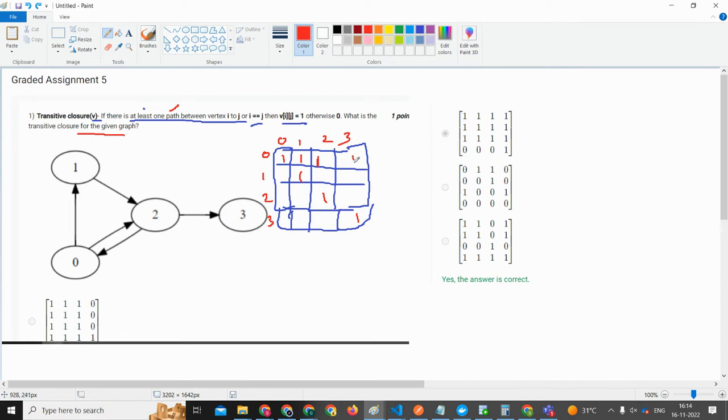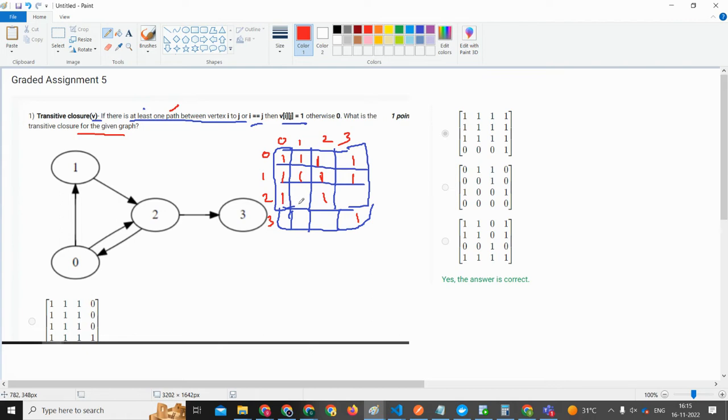So from 0 to 3, yes, we can go. From 1 to 0, yes. From 1 to 2, 2 to 0, right? Yes. And from 1 to 1 is possible. So 1 to 2, yes. 1 to 3, yes. Okay. So now 2 to 0.